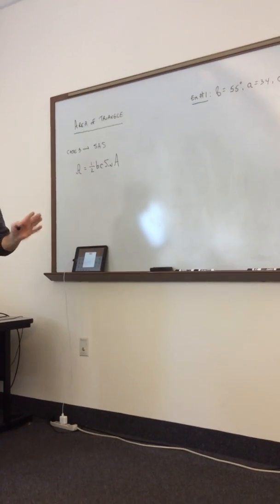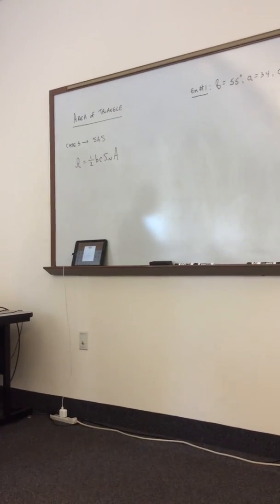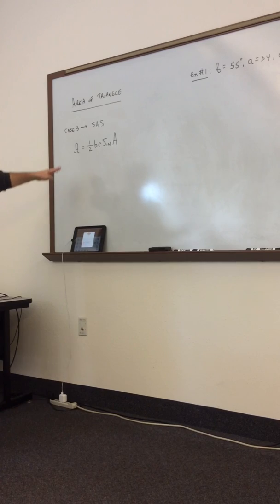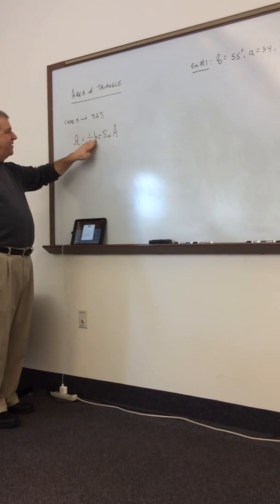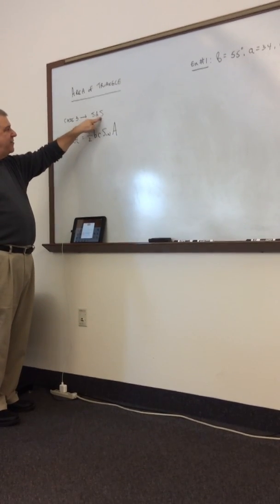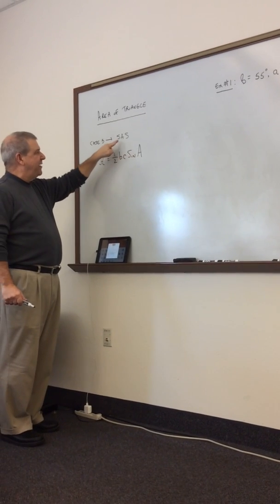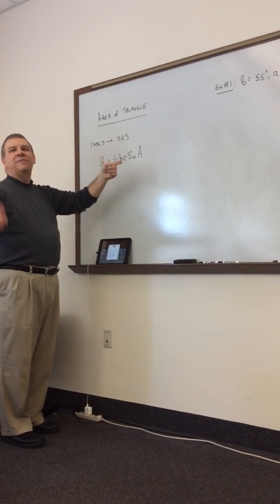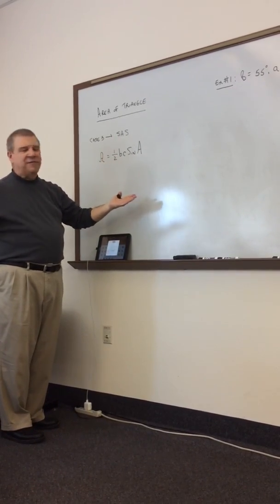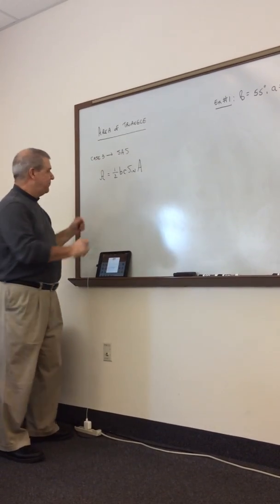Now just mark these down. You will have these on a test. Area equals 1/2 times the length of the 2 sides that are given times the sine of the angle included between them. There's a derivation, there's a proof for all this. I'm not going into that.